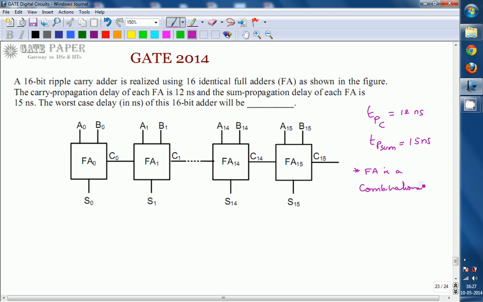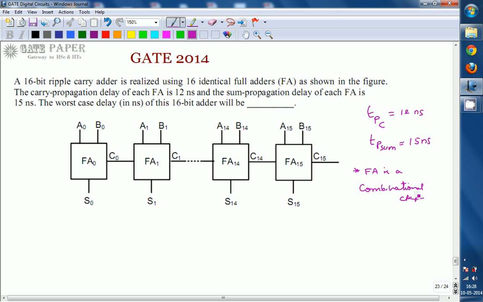What is the characteristic of a combinational circuit? Combinational circuit output depends on the inputs only at that instant of time. Whatever inputs are present at that instant, based on those values, the output will be determined. It doesn't require any previous values or any future values. So a combinational circuit doesn't require any memory. The output is directly determined by the input presented at that instant of time.